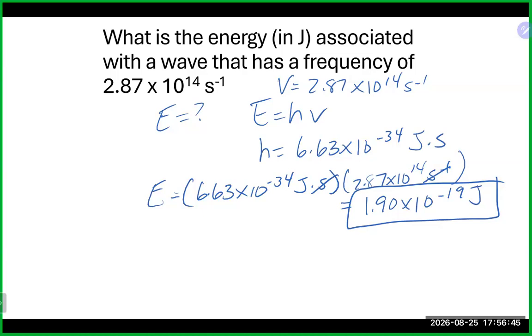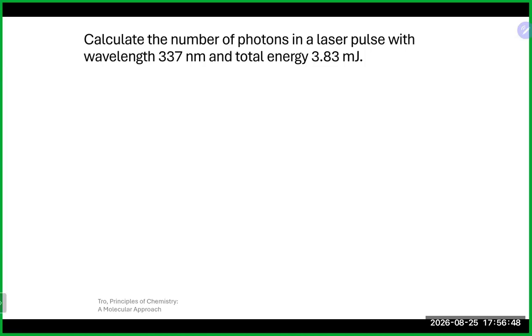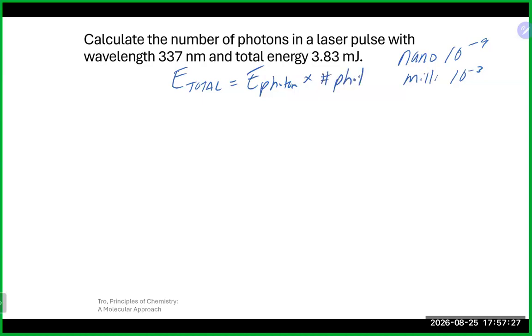All right, let's take a look at a couple more, maybe slightly different ones. We want to calculate the number of photons in a laser pulse with a wavelength of 337 nanometers and a total energy of 3.83 millijoules. A couple of things might be helpful here. Nano is 10 to the minus 9, and milli is 10 to the minus 3. Since we're talking about photons in a laser pulse, our total energy is equal to the energy of our photon times the number of photons. That's a good relationship there.